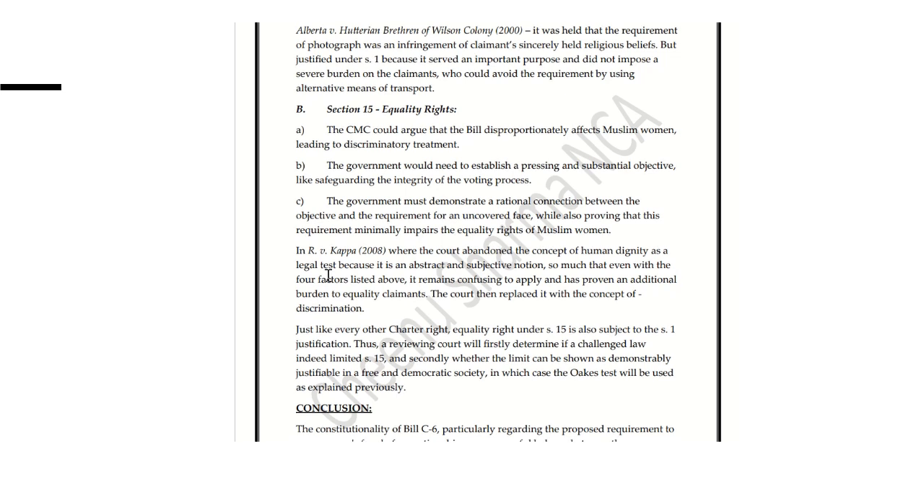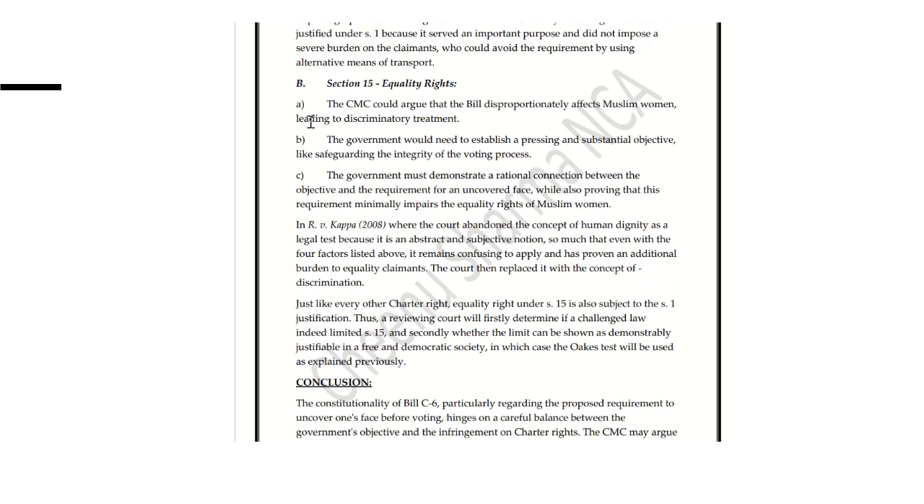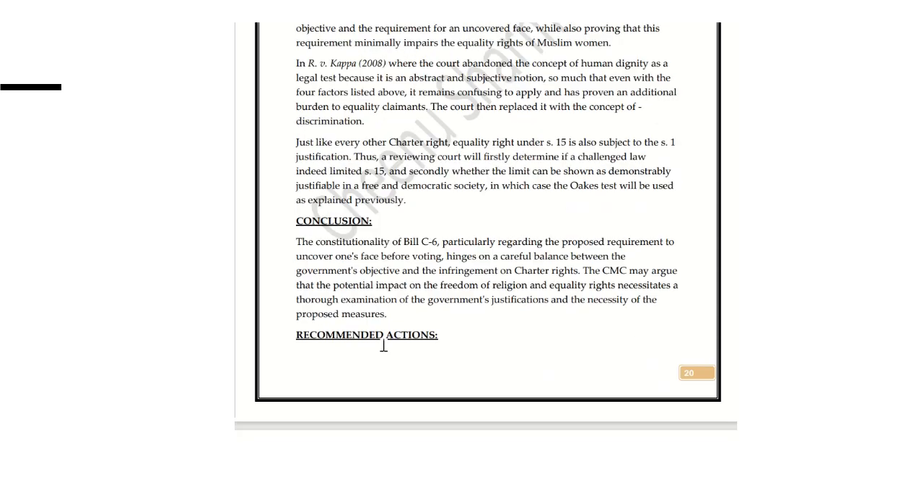Then section 15, equality right. So discriminatory treatment, this could be the argument. The government would need to establish a pressing and substantial objective like safeguarding the integrity of the voting process. So here the burden is on the government as well. This Charter right of equality is subject to section 1 justification. So the government has to go by that.